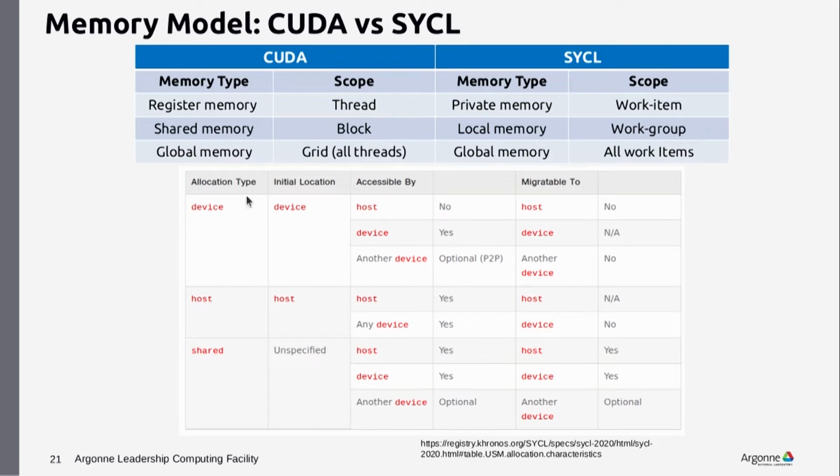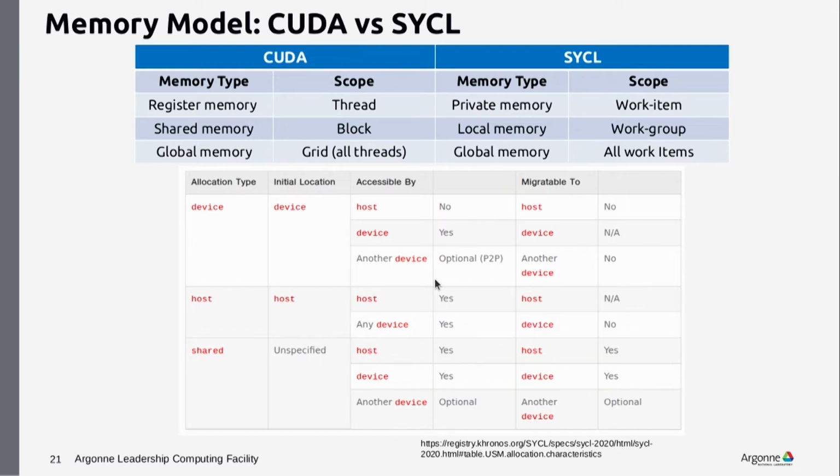Shared memory is not the same as the block scope shared memory I'm referring to here. This shared memory is the unified memory, which is seen by both host and device. So you have the same thing in SYCL as well here. So you can see that it's accessible by both host and device.